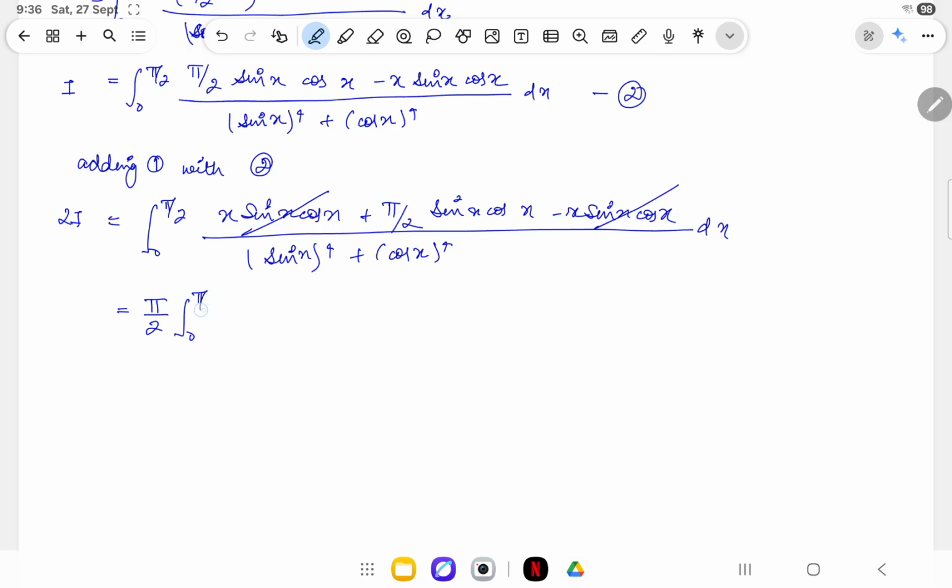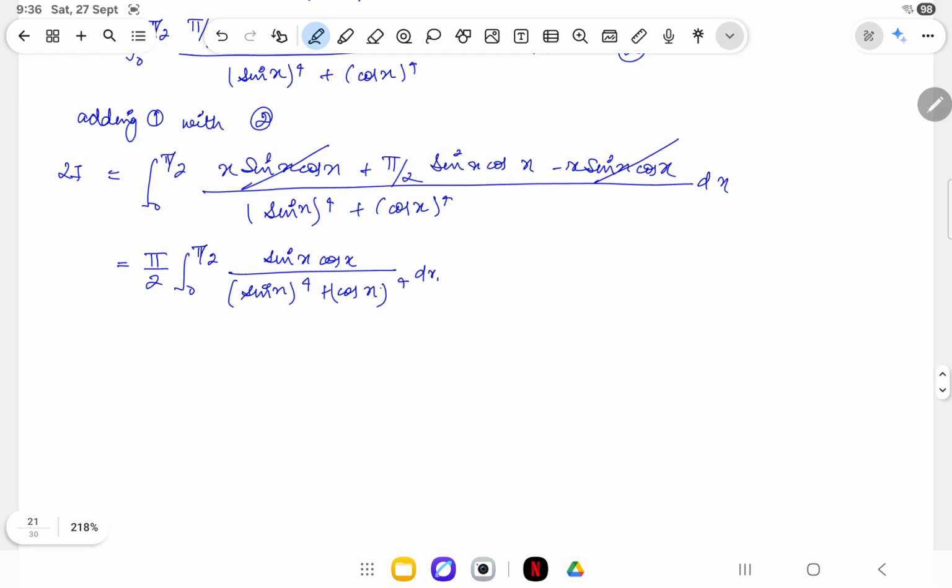Integration from 0 to pi by 2 sin x cos x divided by sin x raised 4 plus cos x raised 4 dx. So I got my I equals pi by 4 integration from 0 to pi by 2 sin x cos x by sin x raised 4 plus cos x raised 4 dx.